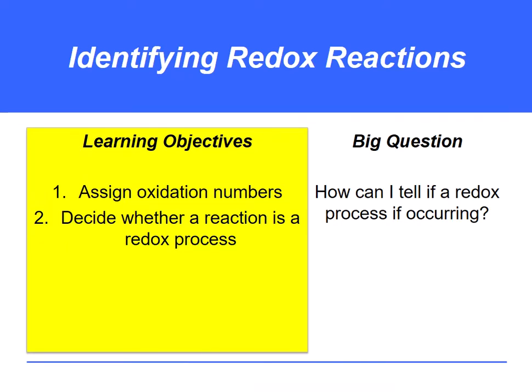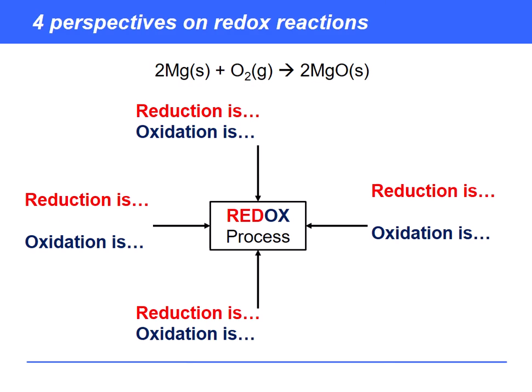Welcome to this video, which is on the subject of identifying redox reactions. Our big question is, how can I tell if a redox process is occurring? There are essentially four ways to do it, and if any one of these four criteria is met, then it's a redox reaction. Reduction and oxidation always come together in reactions, so once you've identified one of them, the other must definitely be happening as well.